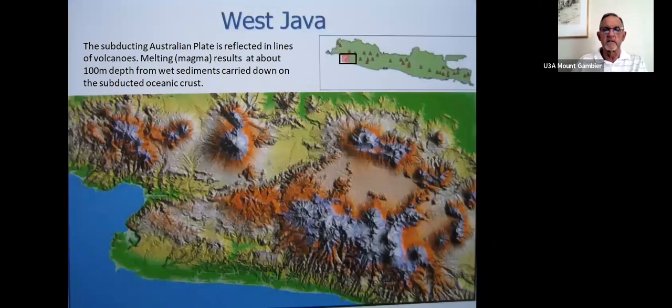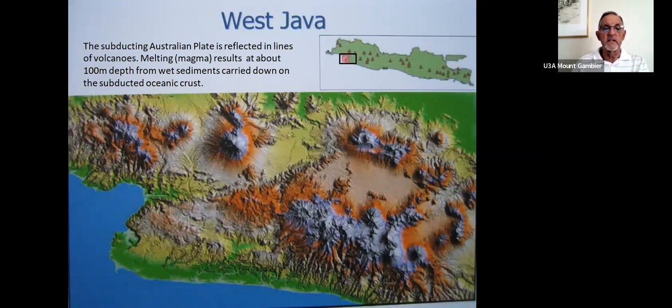And here's that detailed section of West Java, just showing the volcanic edifices, many of which have been dormant in historic times, but if they've erupted or been shown to have erupted in the last 10,000 years, they're still regarded as an active, potentially active centre.